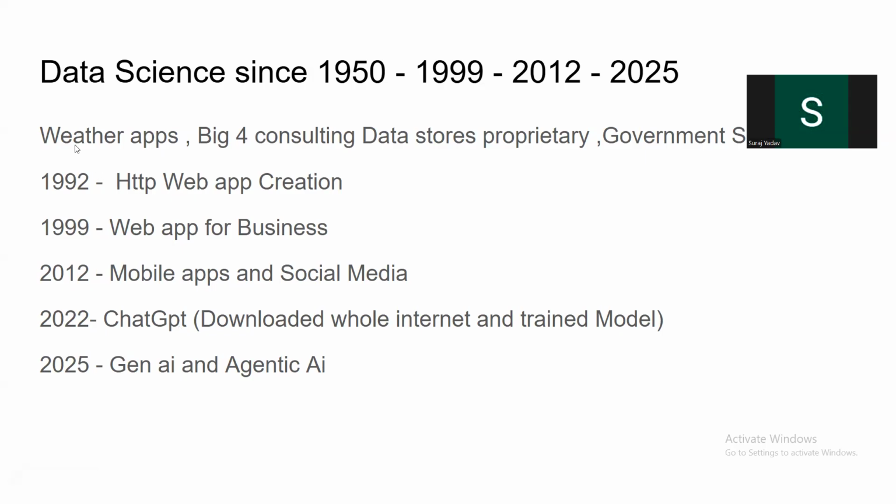It started way long back, where weather applications were collecting data over decades, since the 1950s. The main players were private companies and consultancies like the Big Four, such as KPMG, who had their proprietary data. For example, if they were operating in Brazil selling tractors, they would have all the details about the supply chain, the wholesale, the retailers, and where the parts were coming from.